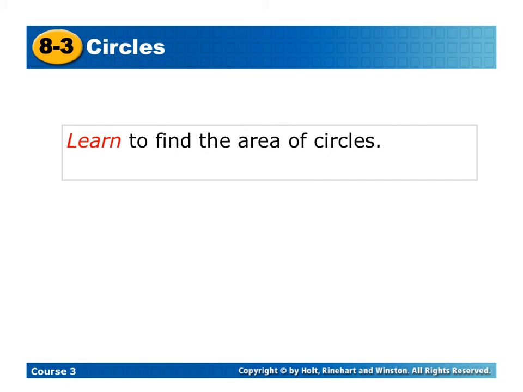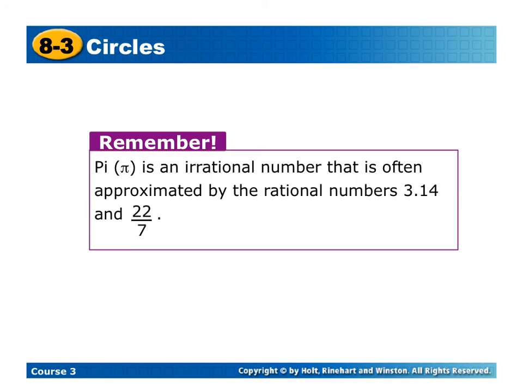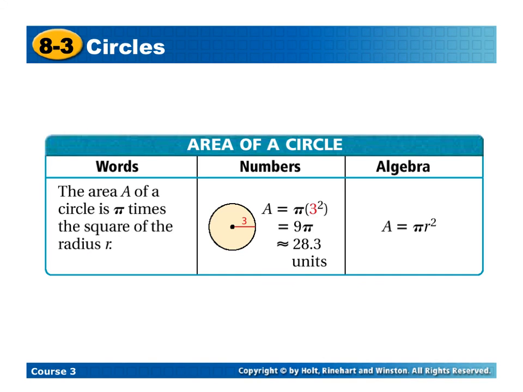Alright, so for day 2 of circles, we're going to focus on finding the area. Remember, we're using pi, and to replace pi, we can either use 3.14 or 22/7 as the approximated value. So area, once again, is the space inside, and the area of a circle is pi times the square of the radius, or a lot of times you'll hear area equals pi r squared.